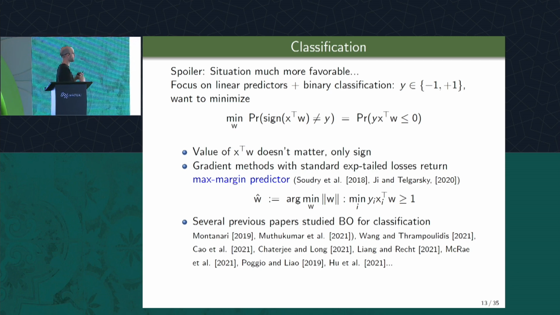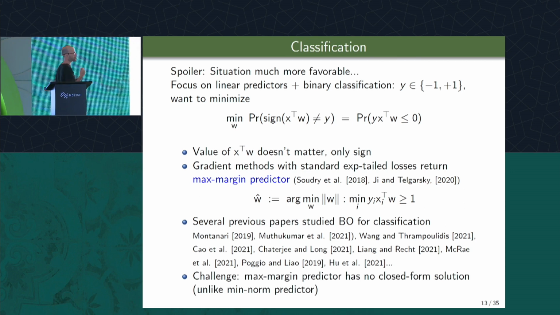Now, several previous papers have studied benign overfitting for classification, but it's a little bit challenging, and the reason is that unlike the regression setting where the min norm predictor has a closed form solution, basically the inverse of the empirical covariance matrix times some vector, the max margin predictor doesn't have a closed form solution, which makes it harder to analyze. So most of the previous papers focus on specific setups where things are tractable, and often situations where the max margin predictor and the min norm predictor precisely coincide, and then you can use the closed form solution of the min norm predictor to analyze things.